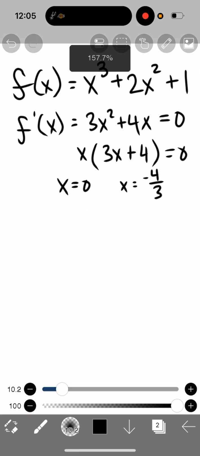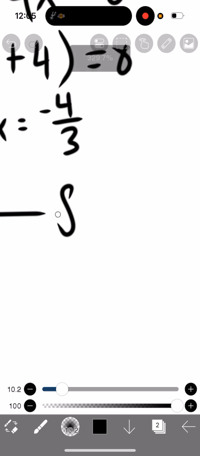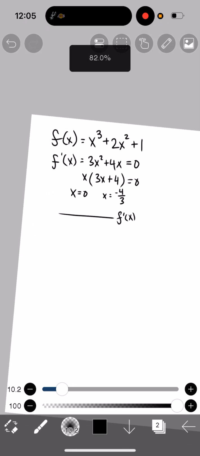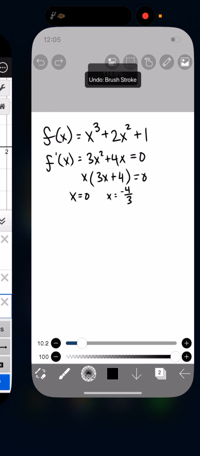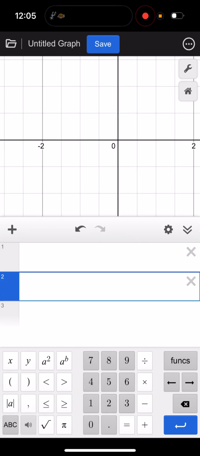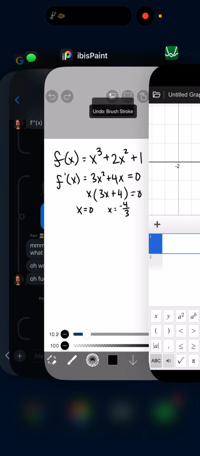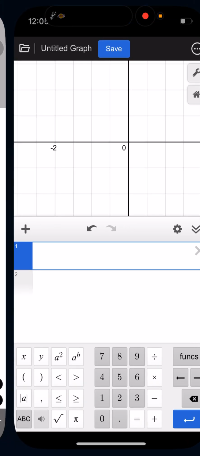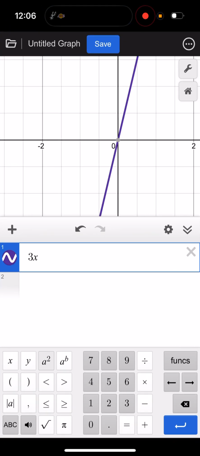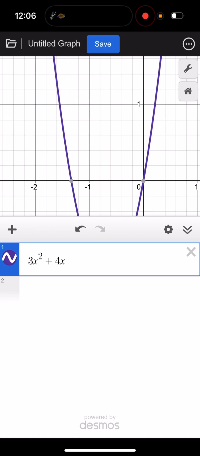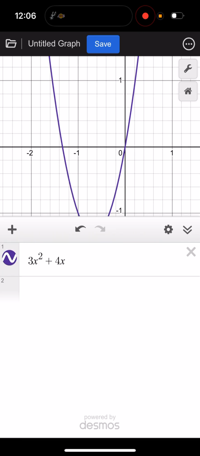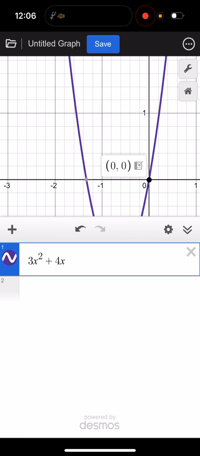Now I could show you the whole sign chart thing, but I'm confident that y'all know how to do that because you've done it a lot. You can also just plug it into your calculator. If you put in 3x squared plus 4x, the first derivative, you can see that it's positive, changes to 0 at negative 4/3, and then it's negative and changes to 0 at 0, and then becomes positive again.